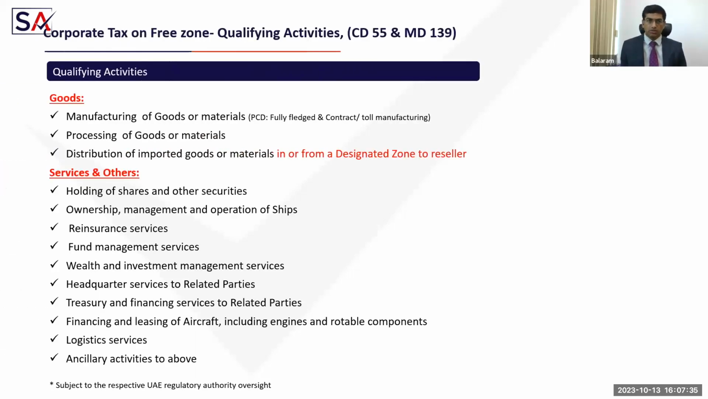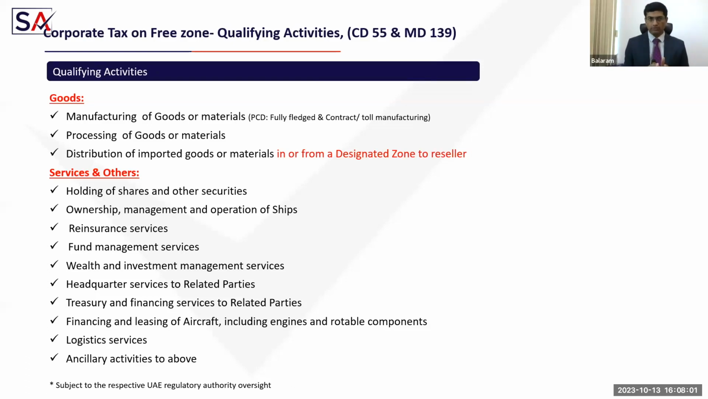So let's quickly look at the qualifying activities. They have given a list of activities in that decision. In terms of goods, manufacturing of goods or processing of goods in a free zone will be considered as a qualifying activity. Distribution of imported goods or materials in or from a designated zone to a reseller. So this is a narrow definition or activity given as of now in the law.